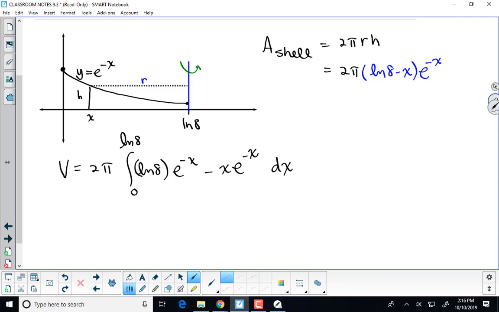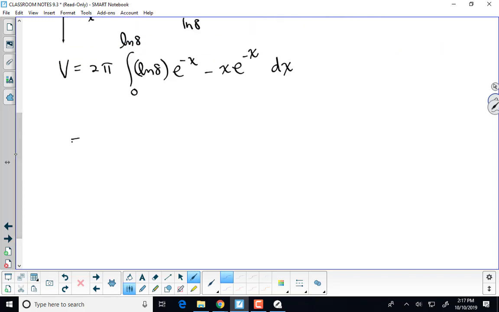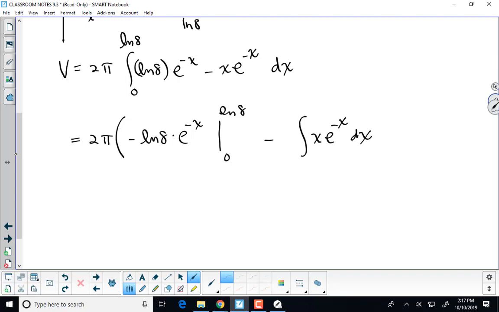Wait, so for the first part, how would you integrate? That's a constant. Or not a constant, it's a number, so you can see it as a constant. But it's e to the negative x. The integral of an exponential is itself divided by the derivative of the exponent. Natural log of 8 just floats around. And then this will be 0 to natural log of 8. And then this integral of x e to the negative x, you'll use integration by parts.